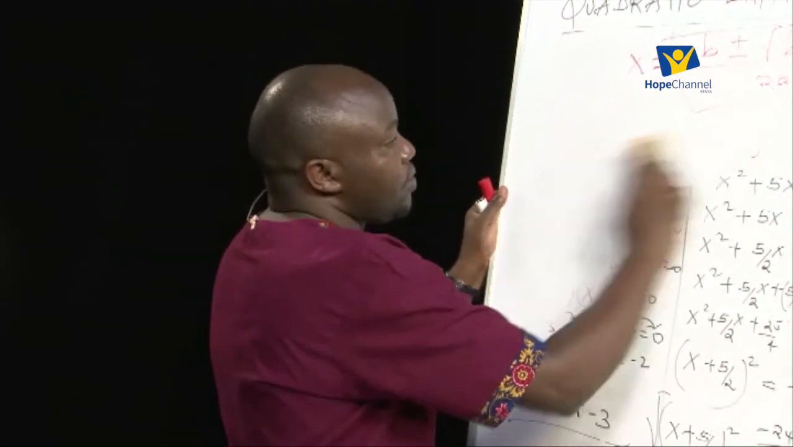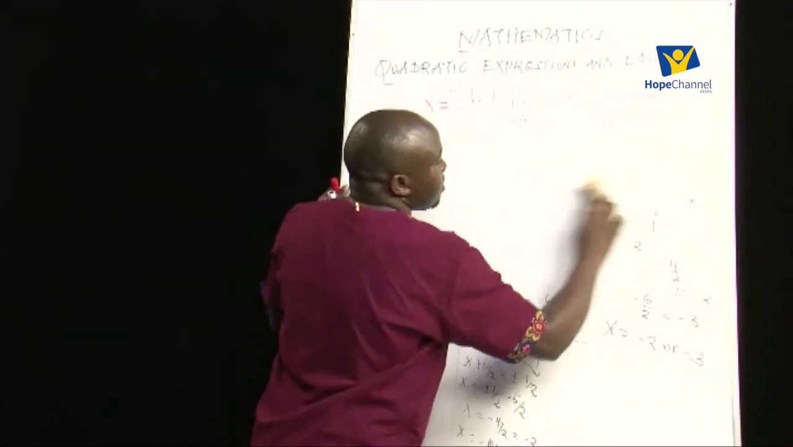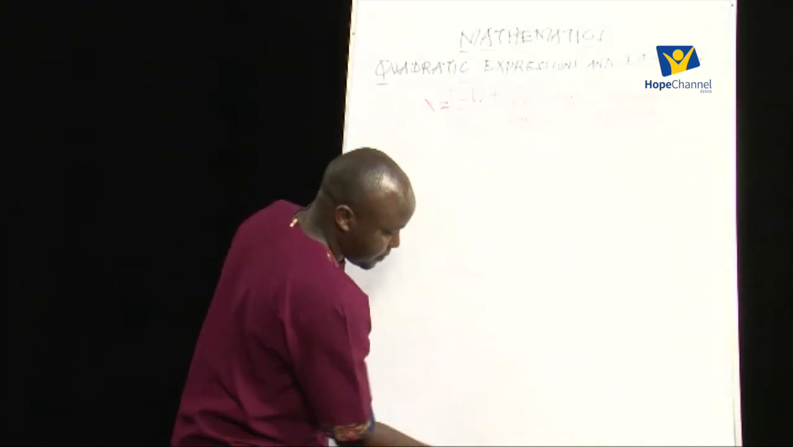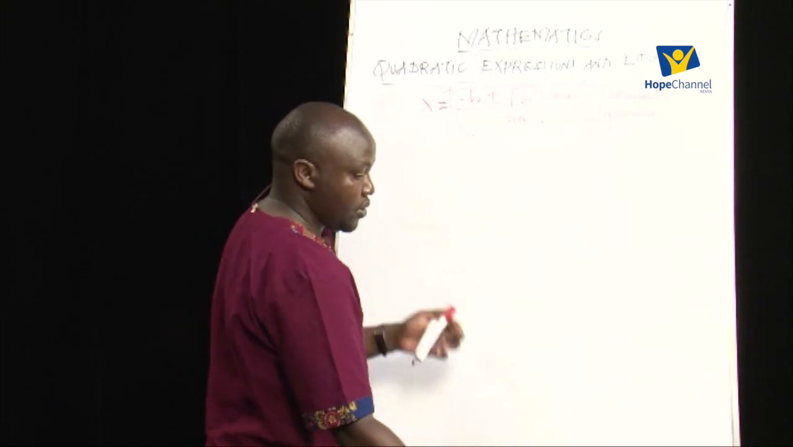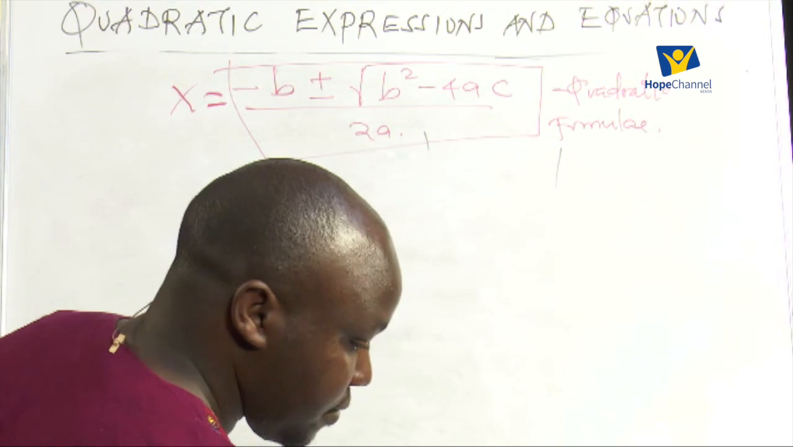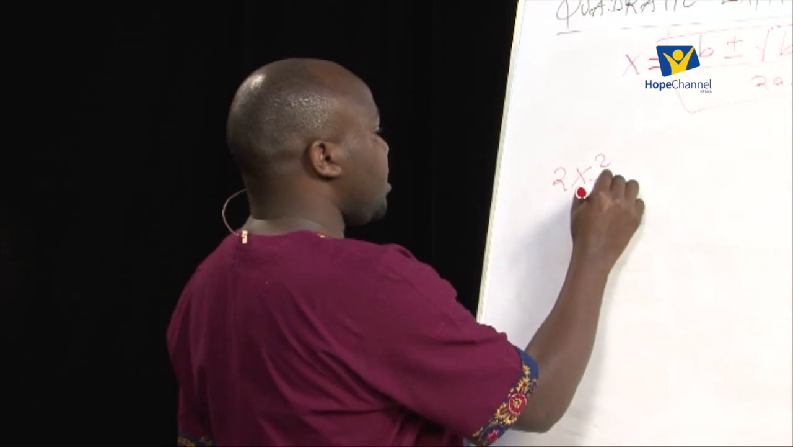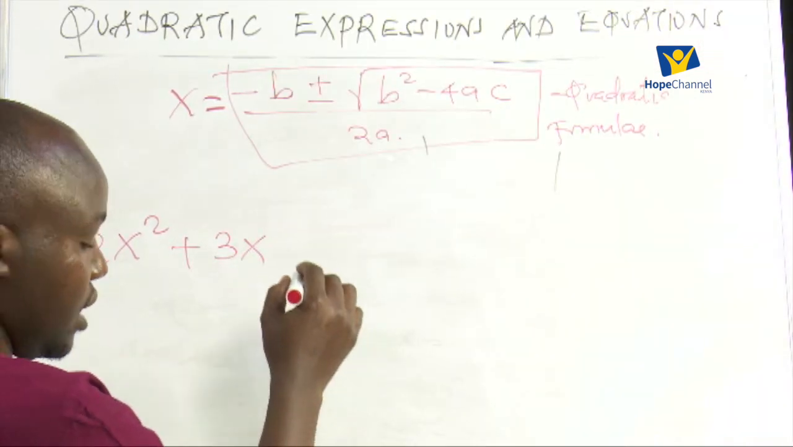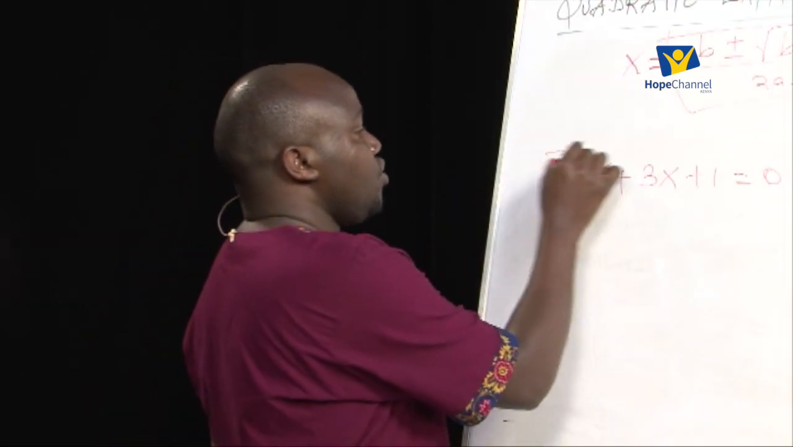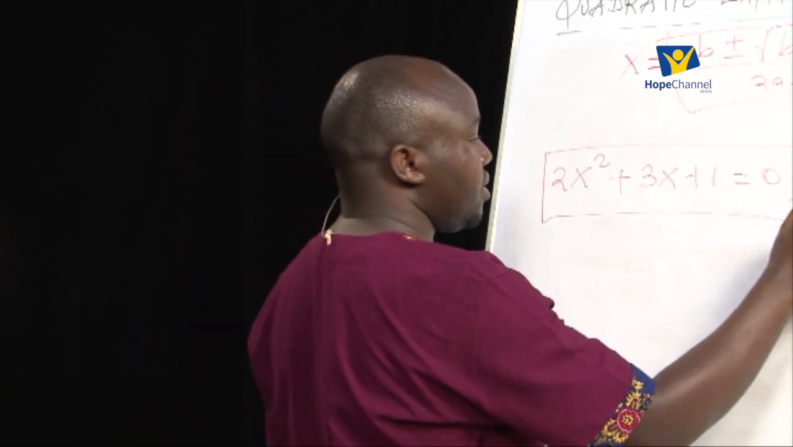Now let's try one more, following all those procedures that we've had for the day. Suppose you have this given equation: 2x squared plus 3x plus 1 is equal to 0. Then how do you go about it? Before I do it, I just want to leave you an assignment.